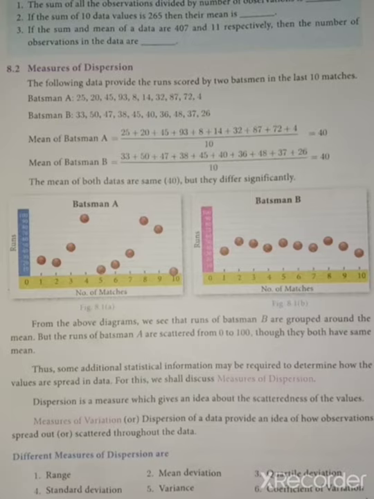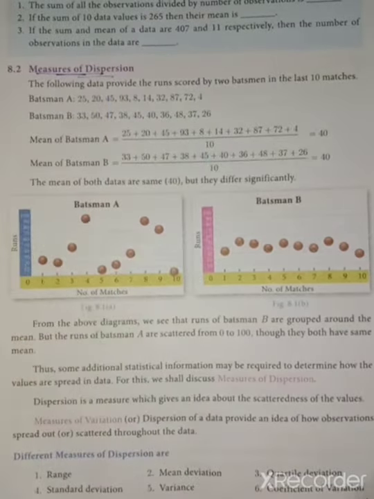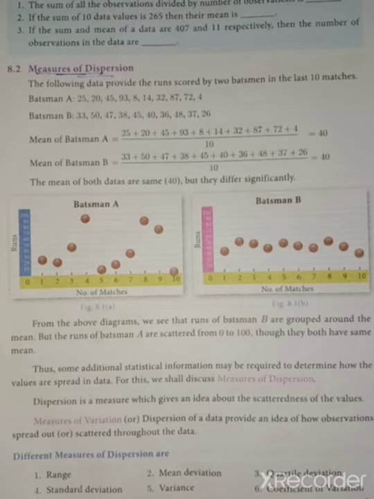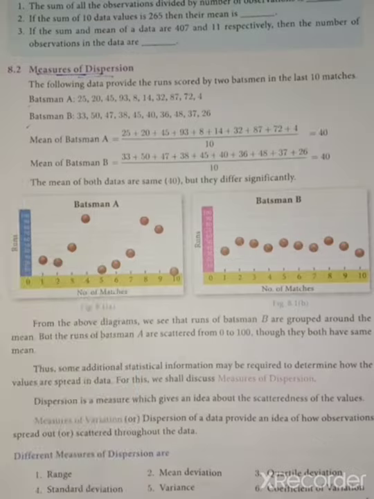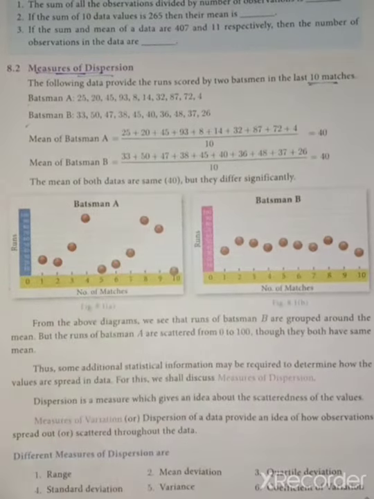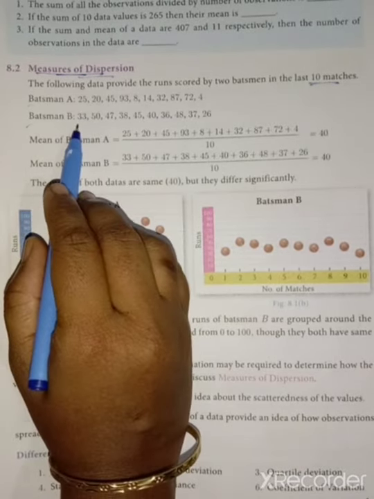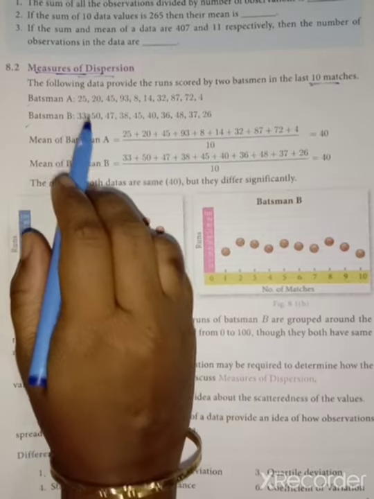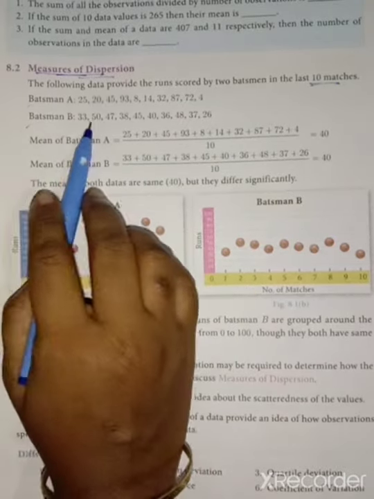Then we want to see measures of dispersion. It is so easy to solve this one. So see one example. Here batsman A and batsman B are given. For the last 10 matches they scored these runs. In the first match batsman A scored 25, and batsman B scored 33. So totally we have different data for batsman A and batsman B.